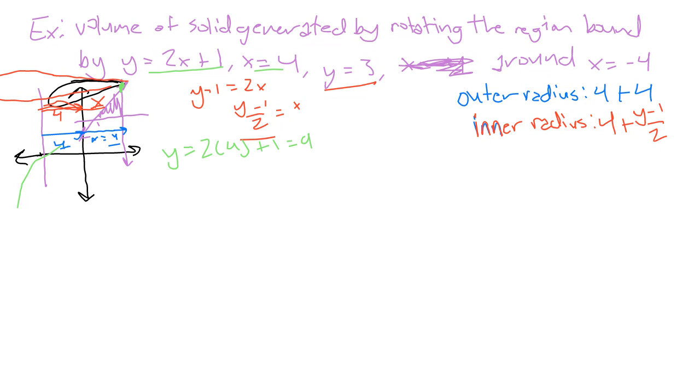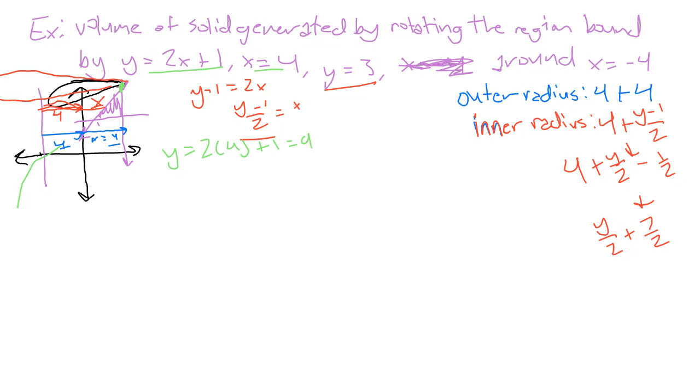So now we can go ahead and set up our integral. Before we do that, let's make this a little easier by combining like terms. We can split this up to say 4 plus y over 2 minus 1/2, which gets us y over 2 plus 7/2.